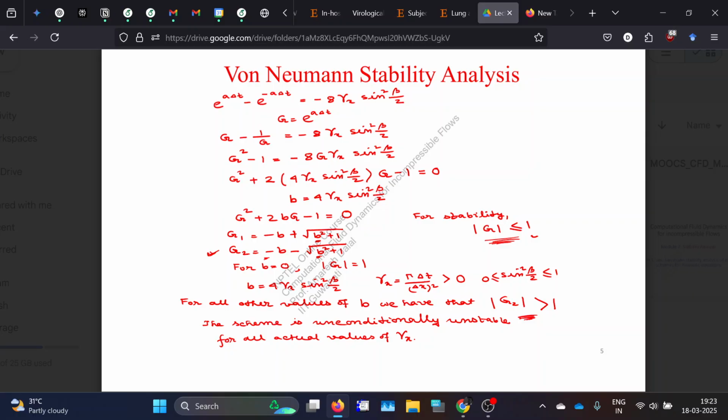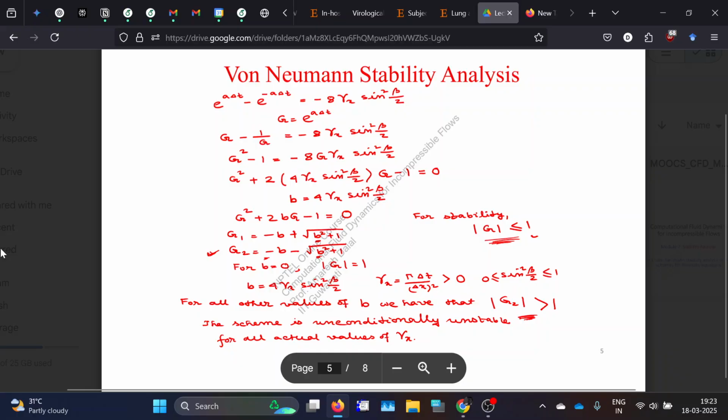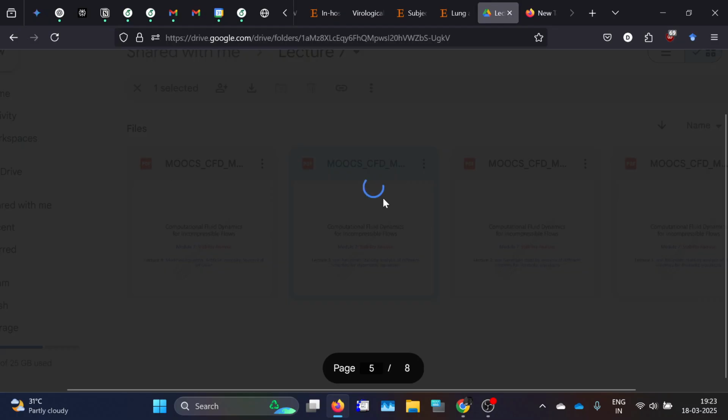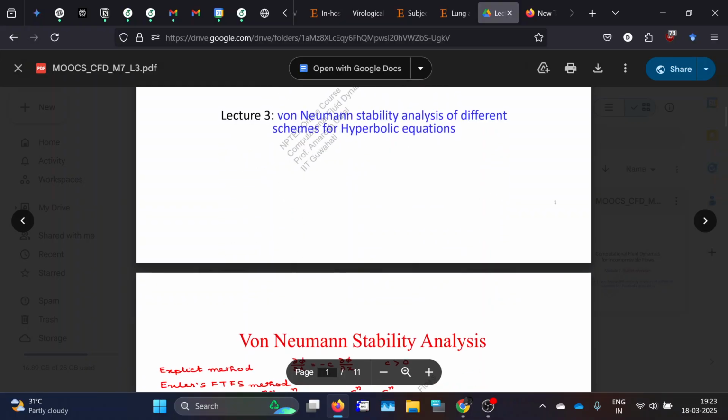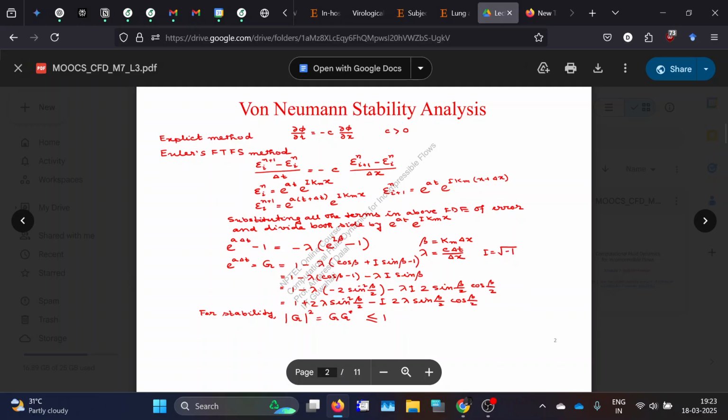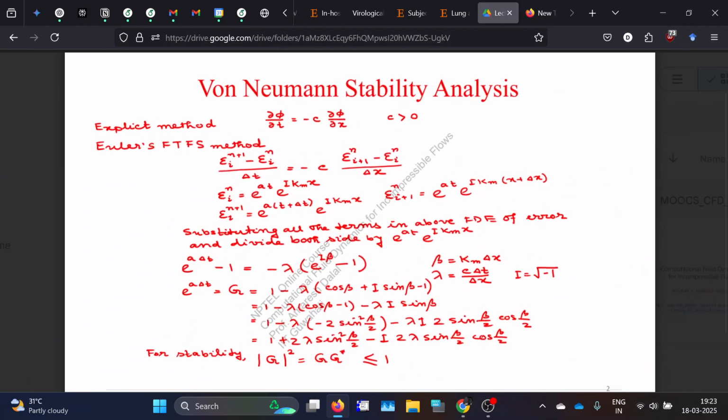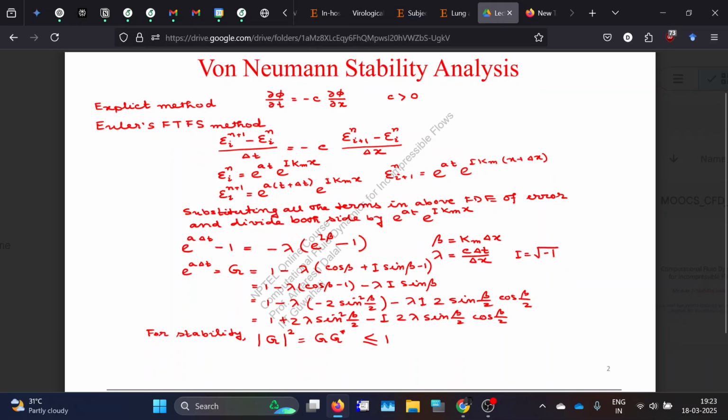Now in the next lecture, the third lecture, in this Euler FTFS, it is directly very easy to say that G is less than one. In the complex case, we usually say that mod G square should be less than one. Graphically, we can see that it should be inside the circle. But I cannot directly visualize how it helps to decay the error, like mod of amplification square being less than one.